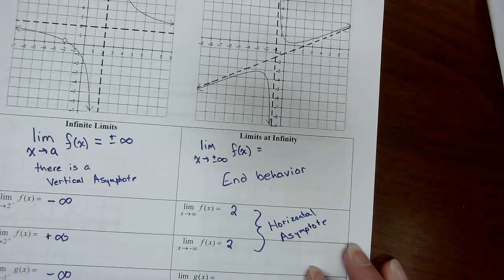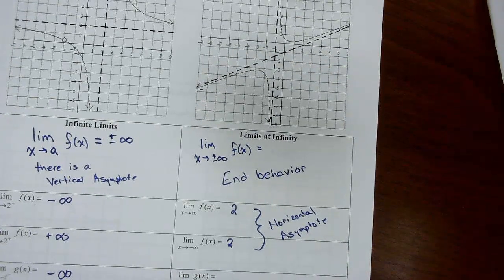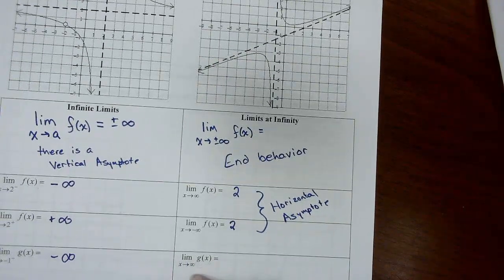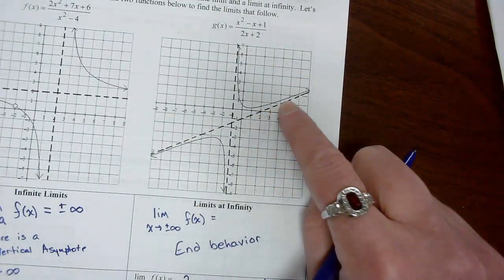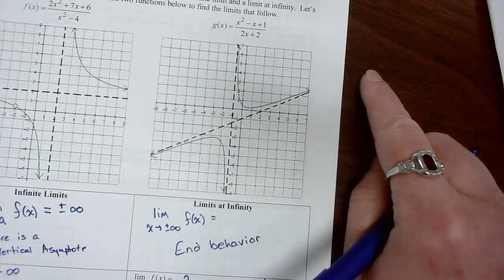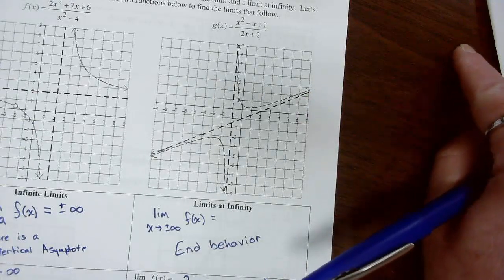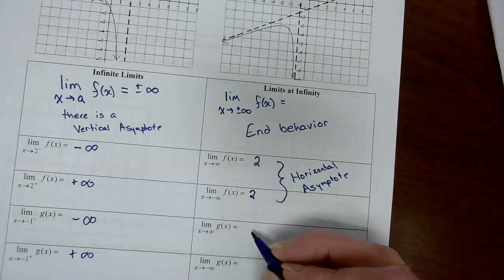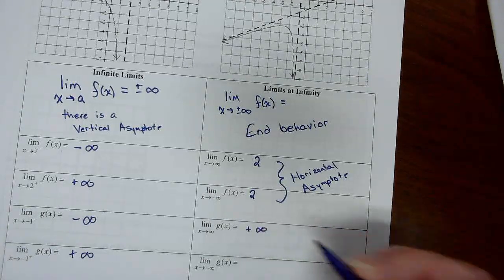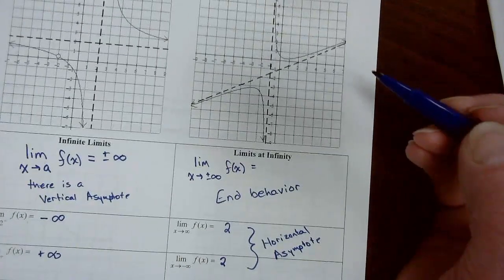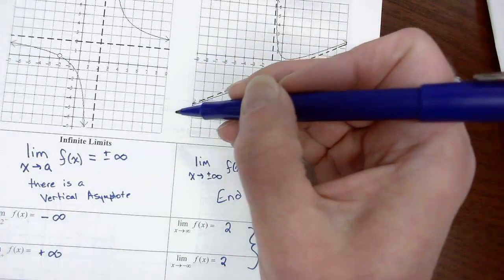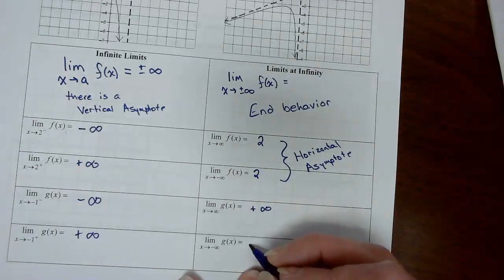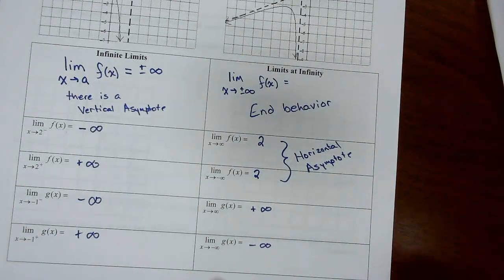Now let's look at g of x. G of x, as x approaches positive infinity, I'm looking at the right side of the graph. Now on the right side of the graph, this is going in an upward trajectory, so it's going to keep going up and up and up. It's going to positive infinity. If I go the other direction, as x gets more and more negative, my graph is going down, down, down. It's going all the way to negative infinity.